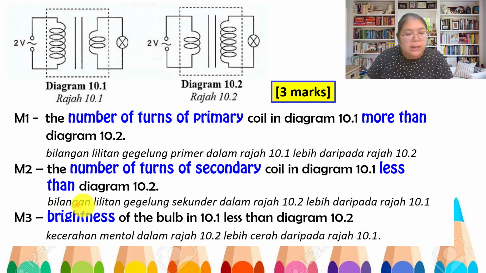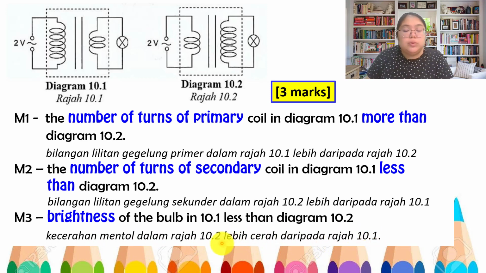For the Malay, this one should be bilangan lilitan gegelung sekunder dalam gambar rajah 10.2, okay, they mentioned 10.2 first, lebih daripada 10.1. Also correct. Okay, so for number 3, kecerahan mentol dalam gambar rajah 10.2 lebih cerah daripada gambar rajah 10.1. That one also is correct.